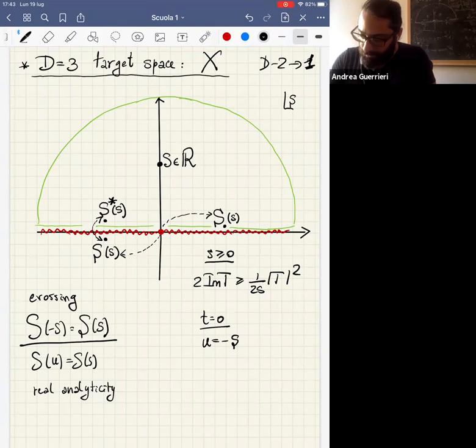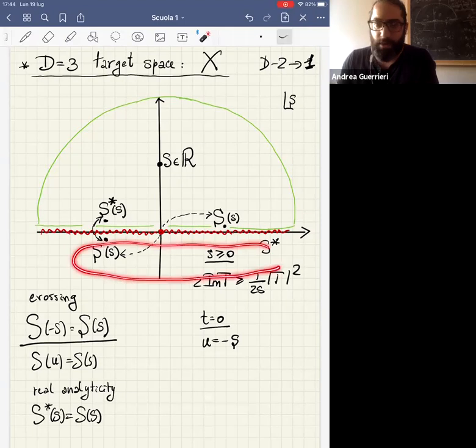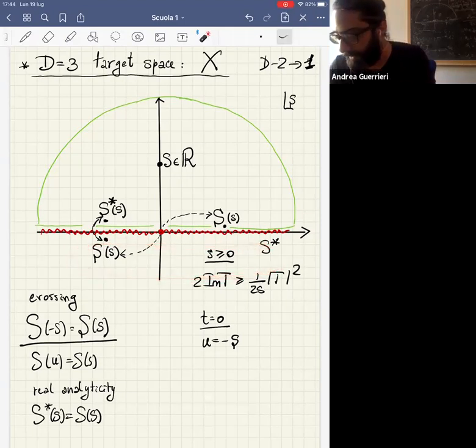Now, the other point we're going to assume is real analyticity, the fact that S star of s is equal to S of s star. This allows you to relate the value of the S matrix here to the value in the upper half plane. So all in all, what we need to consider is just the S matrix defined in the upper half plane, and the function in the lower half plane is just the complex conjugate of the function in the upper half plane. This is the global structure that we are going to assume.